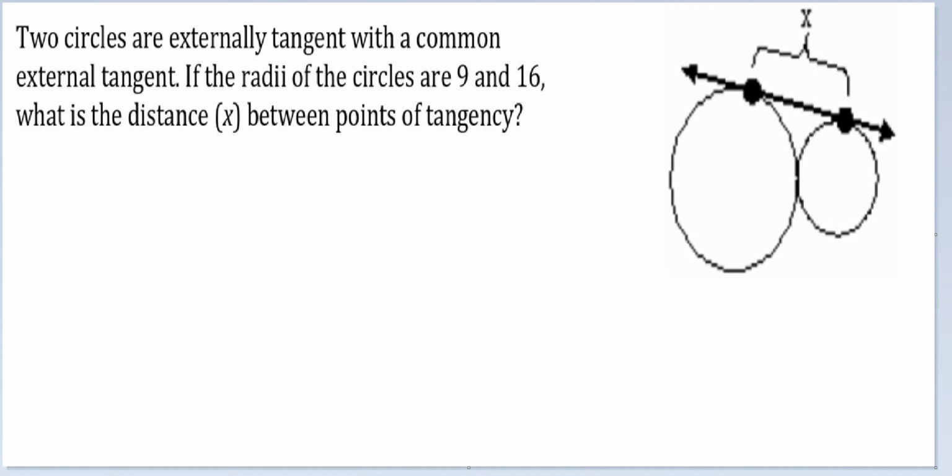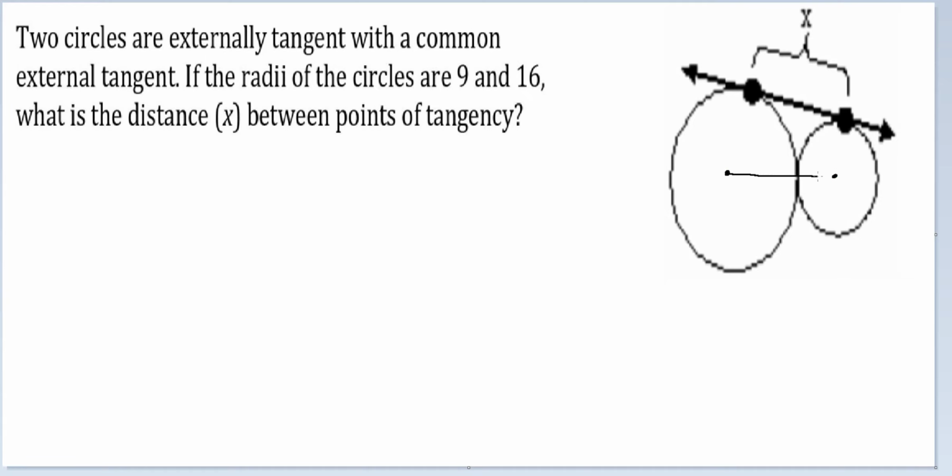Let's look at this question. Two circles are externally tangent with a common external tangent. If the radii of the circles are 9 and 16, what is the distance x between the points of tangents? Okay, look at this.